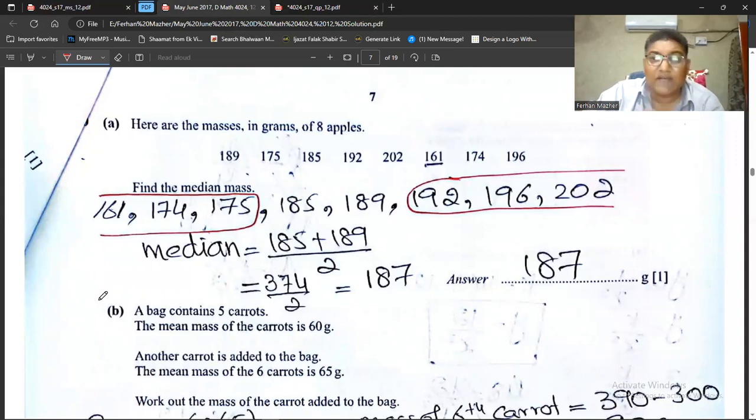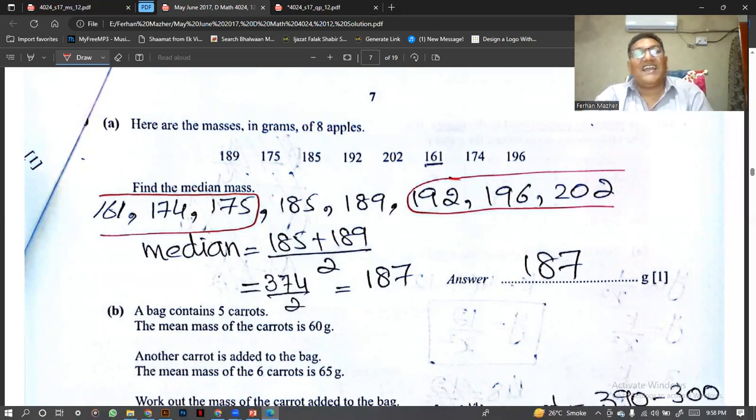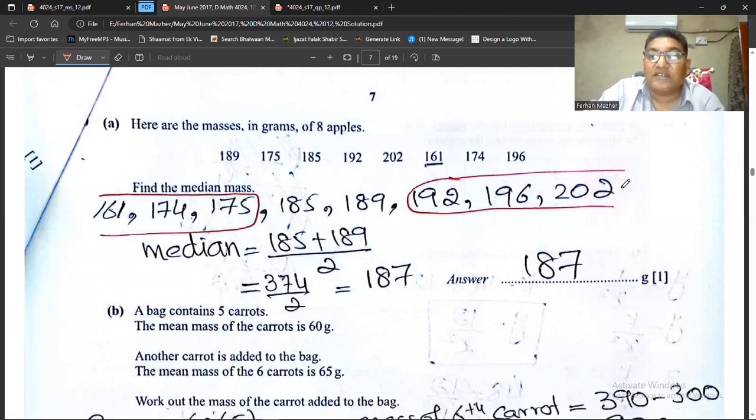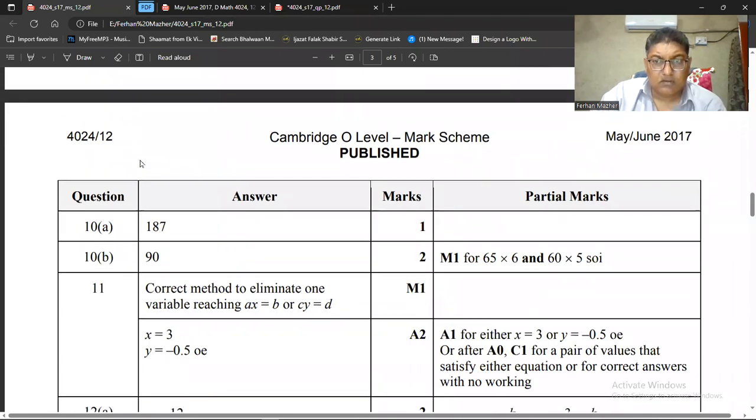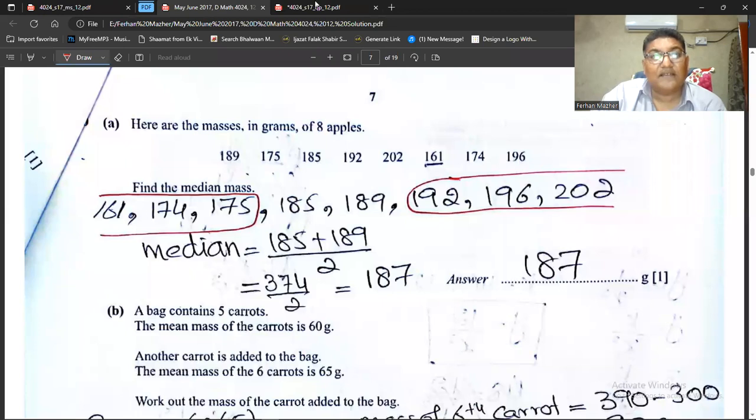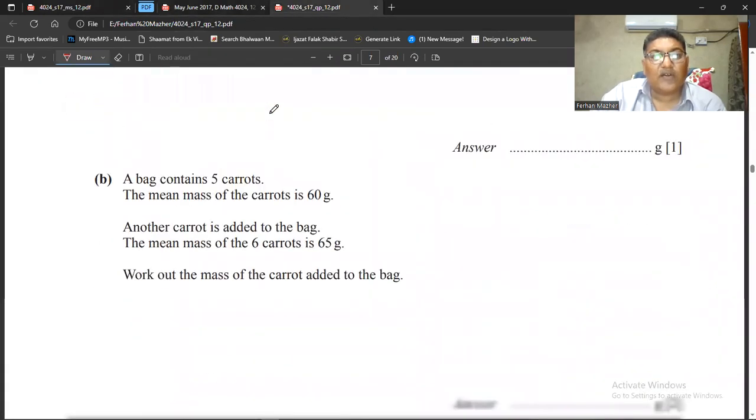So first of all, I have arranged them. This is 161, 174, 175, 185, 189, 192, 196, 202, sorry. Three numbers I left on this side, three numbers on this side. In the middle, we have two numbers. I will take these two numbers and find their average, and that will be 187. So 187 is the number. 187 is the right answer, sir.